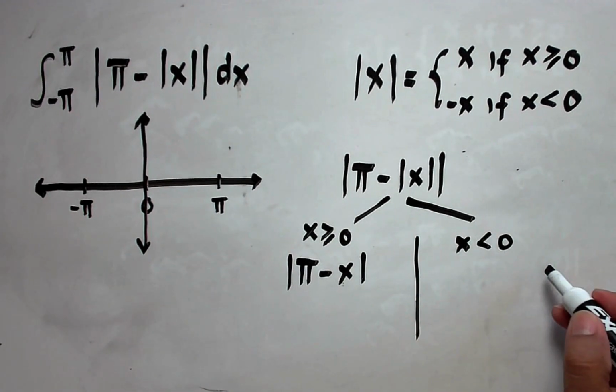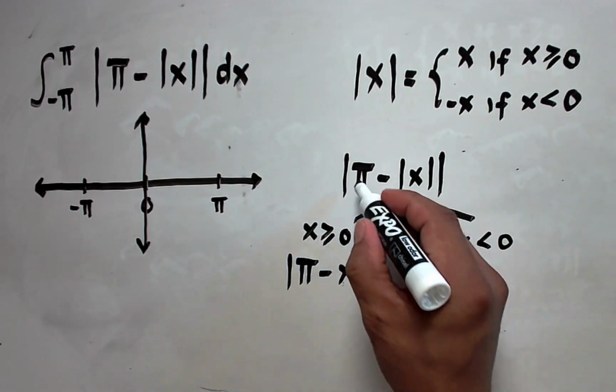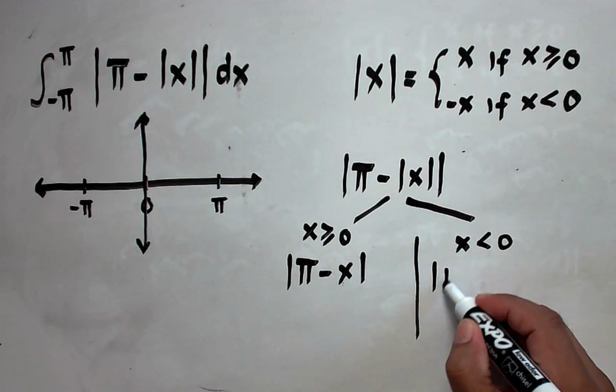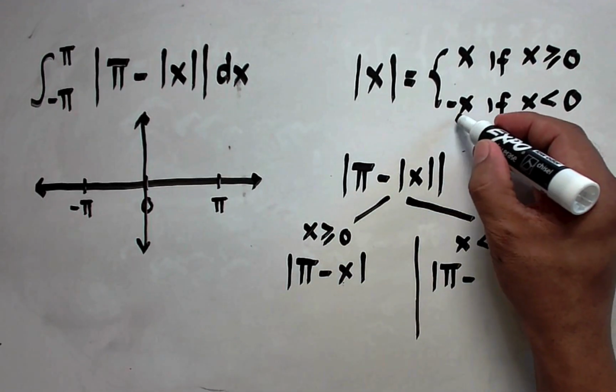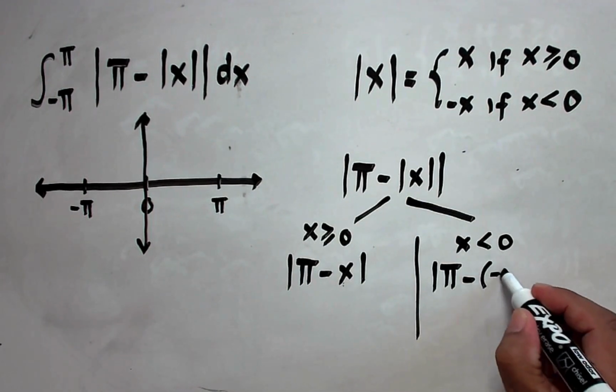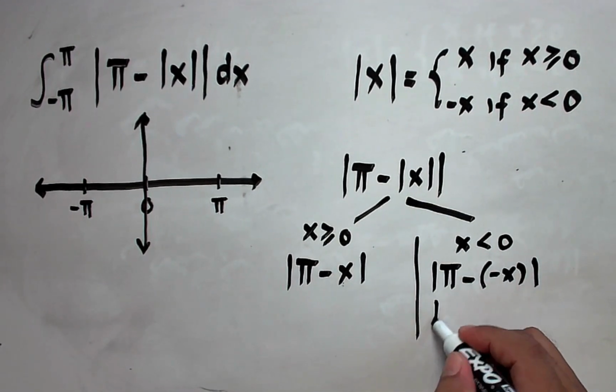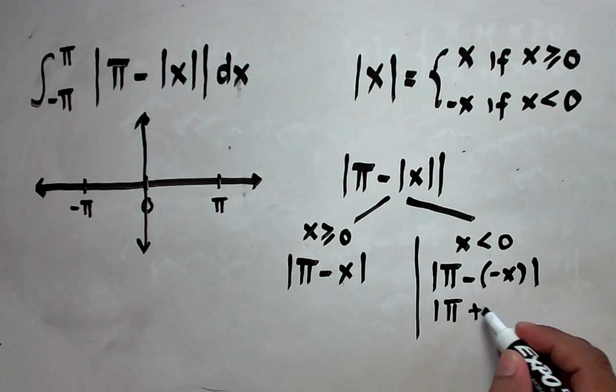Whereas for the other part, when x is negative, the absolute value of x is negative x. So the function becomes the absolute value of pi minus negative x, and this is simplified as the absolute value of pi plus x.